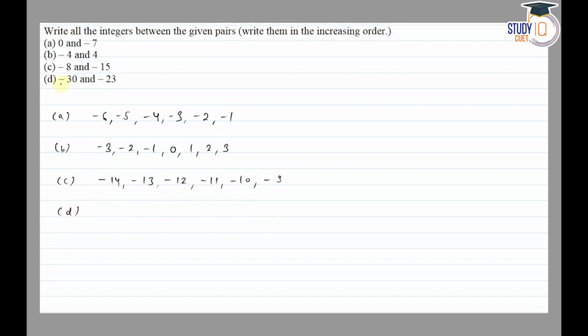D part हमारे पास -30 and -23. Integers between them in increasing order. So हो जाएगा -29, -28, -27, -26, -25 and -24.